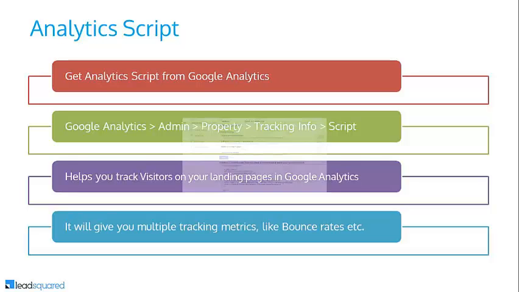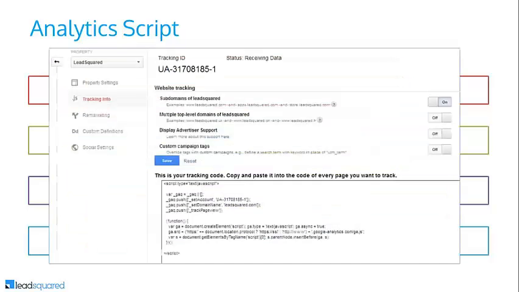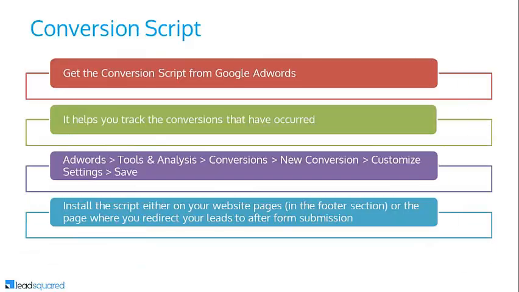Right? So this is a screenshot of how the analytics code looks. You can see the code there, and you can copy and paste it on your landing page. Next we talk about the conversion script. You get the conversion script from Google AdWords itself, but you need to create the conversion script.